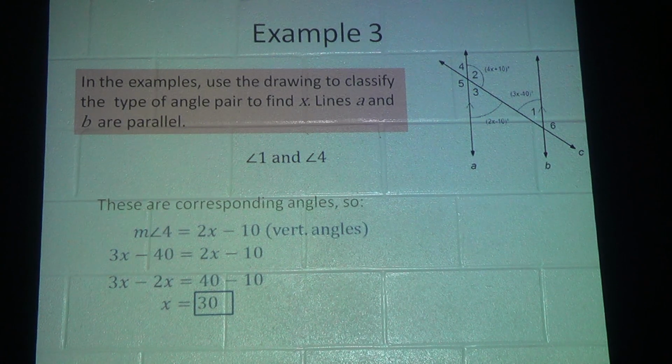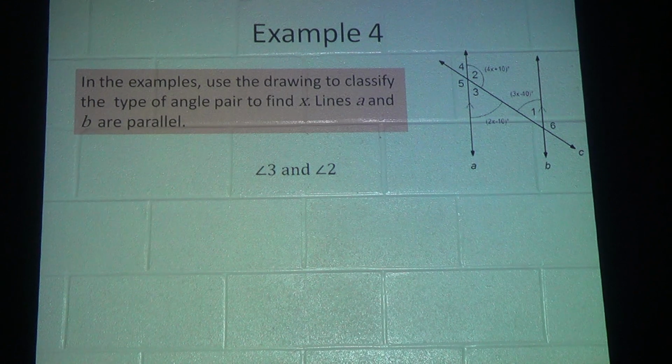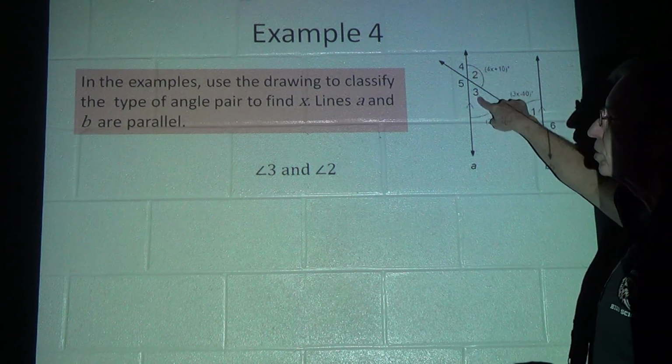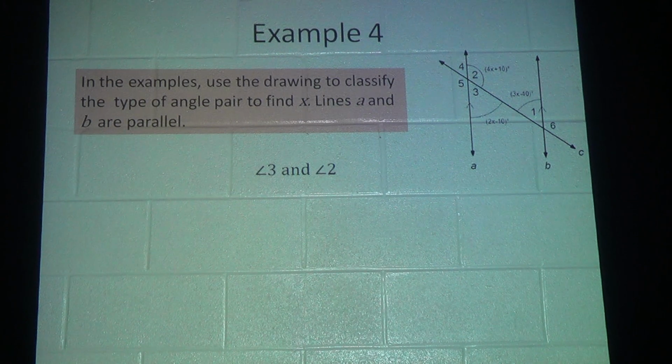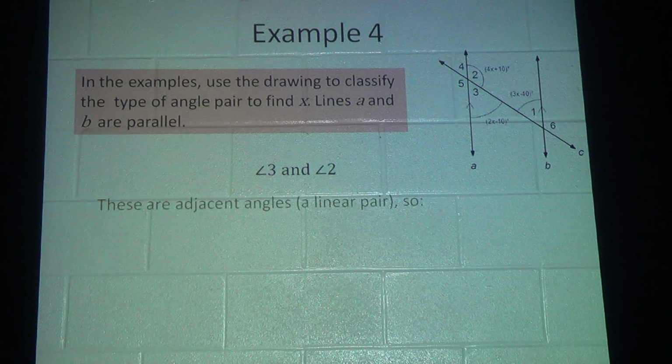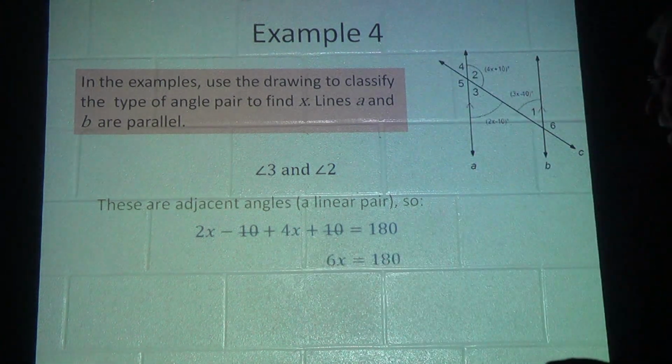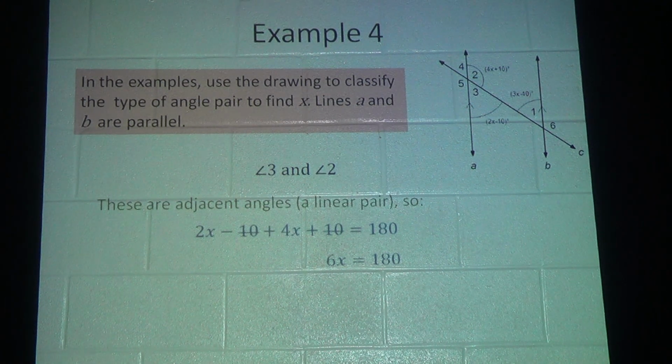Okay, example 4. This time we're talking about angle 3 and angle 2. Because these two are next to each other, they make a linear pair because they create a straight line, so they add up to 180. So we have 2x minus 10 plus 4x plus 10 equals 180. Combine like terms: 6x is equal to 180 because the 10s go to 0 when added together. Divide both sides by 6, and x is equal to 30.